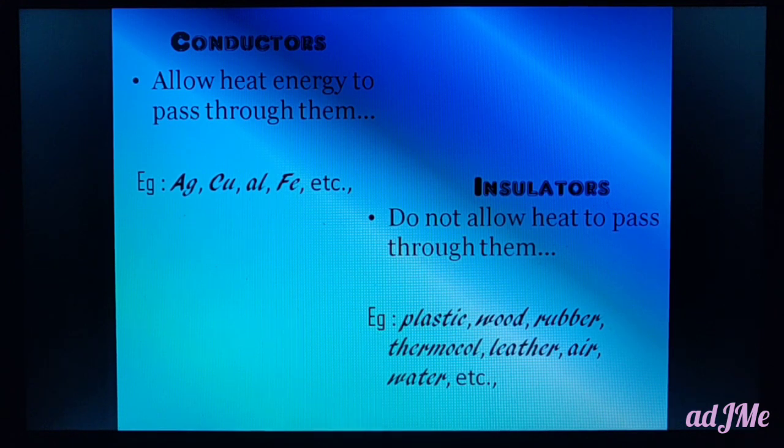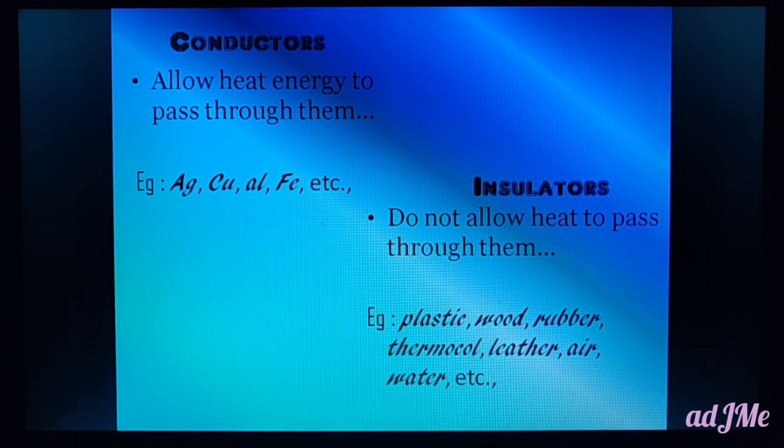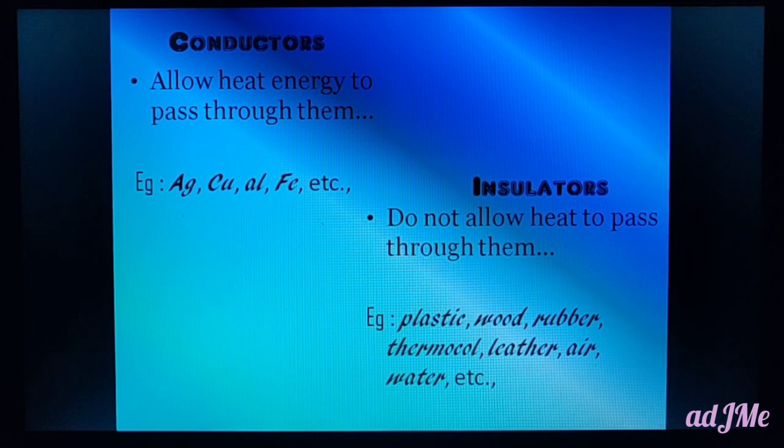If an object does not allow heat energy to pass through it, then it is called an insulator. In some books you come across bad conductors; insulators are also called bad conductors. Insulators include plastic, wood, rubber, thermocol, leather, air and water. This is based on heat. We are not learning based on electricity. You also have conductors of electricity and insulators of electricity, but we are not discussing that in this particular chapter. So we are learning only about conductors of heat and insulators of heat.